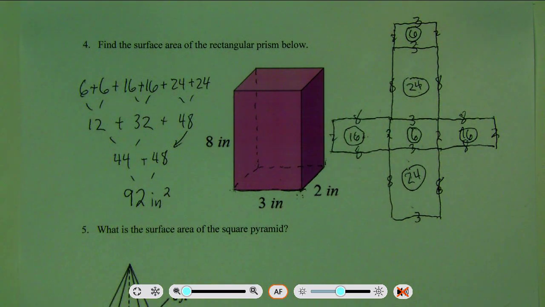Surface area is always find all the separate areas of the sides or the faces of the shape and just add them all together. That is always how surface area works. You unfold it into a net, find the area of each of the components, and add them all together.